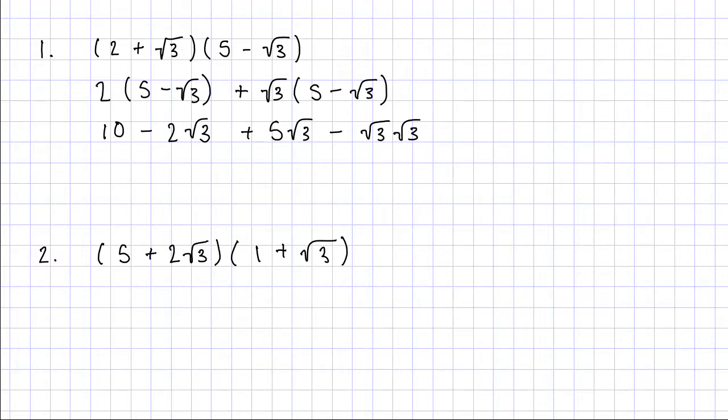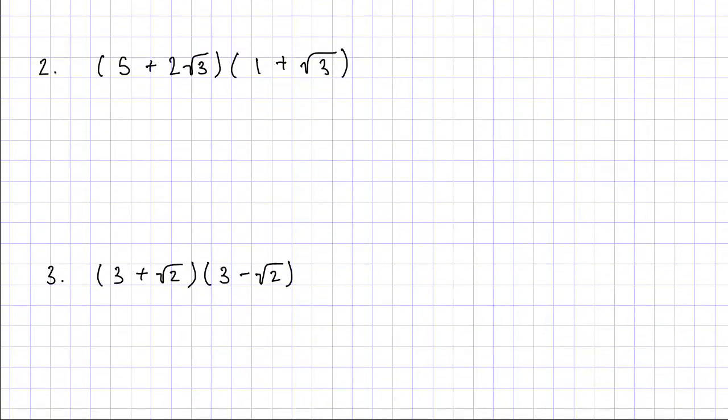The square root of 3 times square root of 3 is just 3. So I can do 10 take away 3. That gives me 7. And then I can simplify minus 2 square root of 3 and the plus 5 square root of 3. This is going to give me 3 square root of 3. So plus 3 square root of 3.